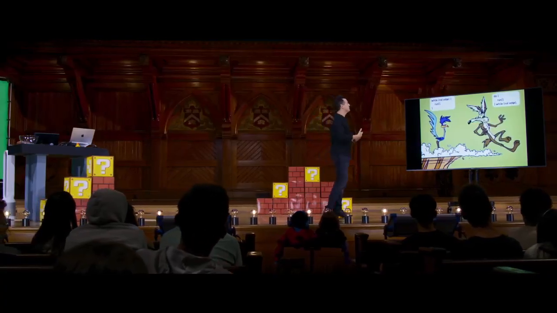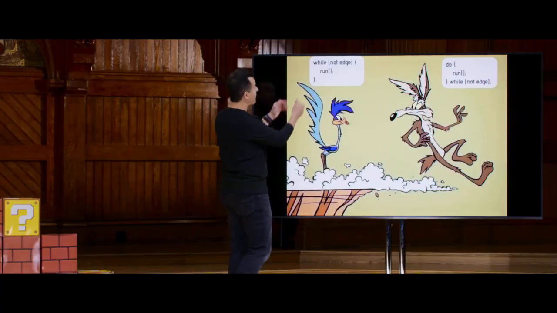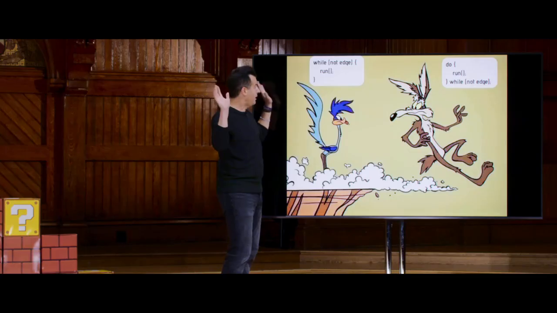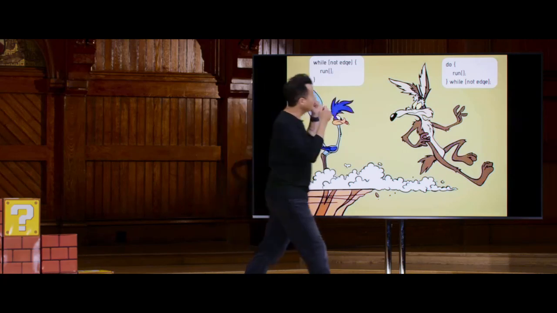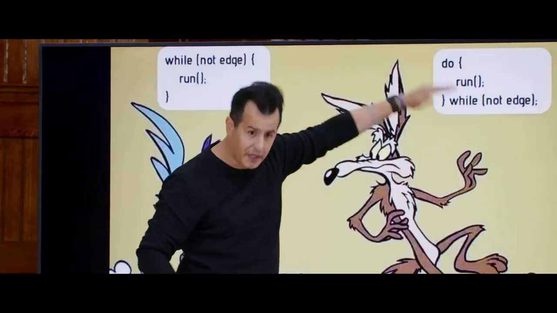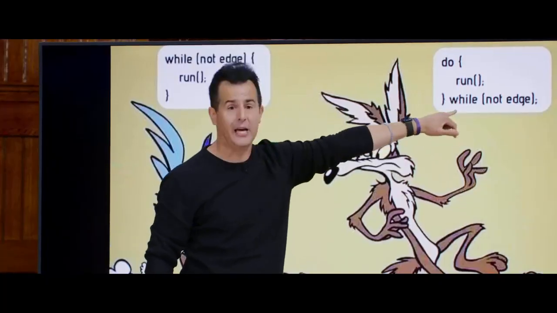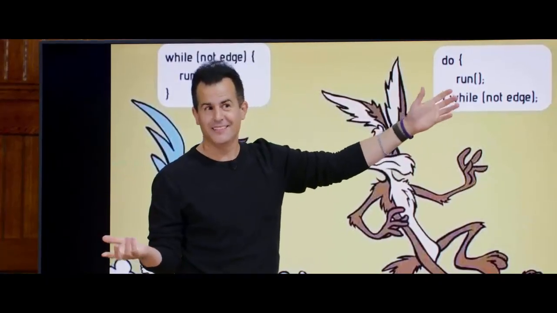And it illustrates the difference between a do while loop and a while loop, like the Roadrunner is stopping because he's checking the condition. While not on edge, he'll run. But if he is on the edge, he's not going to proceed further. But of course, the Coyote here, he's going to do running no matter what. And then only too late does he check. Haha, he's still on the edge.